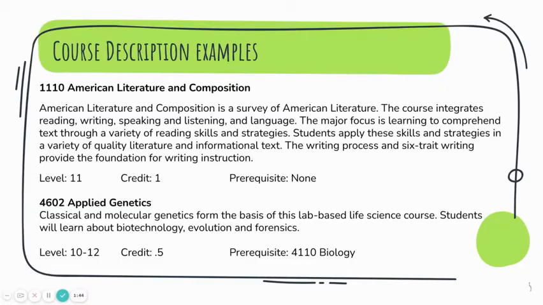I provided 2 examples from the course description guide. The first one is 1110 American Literature and Composition. After a brief description, it tells you that it is at a level 11, which means it's a grade level course. It has a credit value of 1, which means it is a 2-semester course, and there are no prerequisites for this course. The second class is 4602 Applied Genetics. After a brief description, it tells you the level is grade 10, 11, and 12. It has a credit value of 0.5, which means it is a semester course. And it has a prerequisite of 4110 biology.